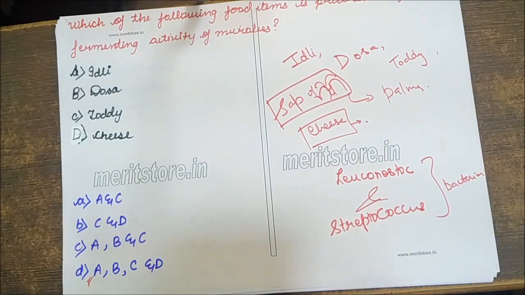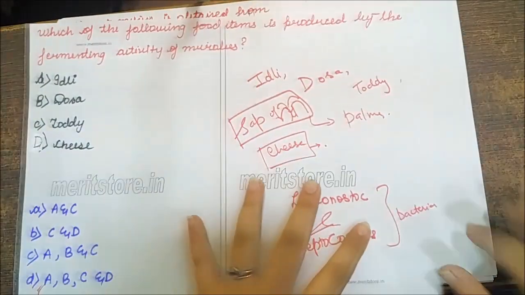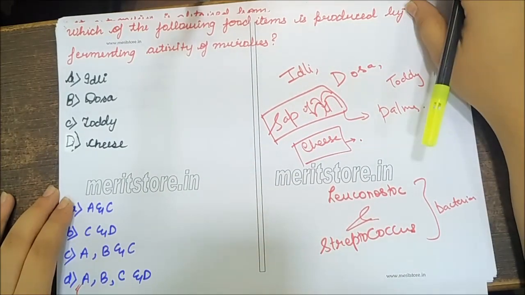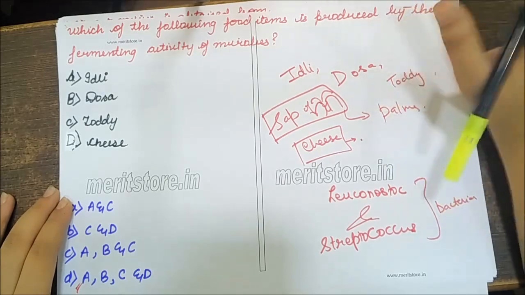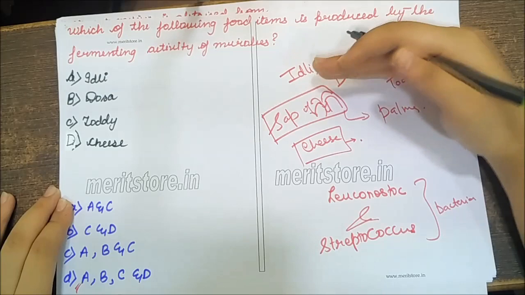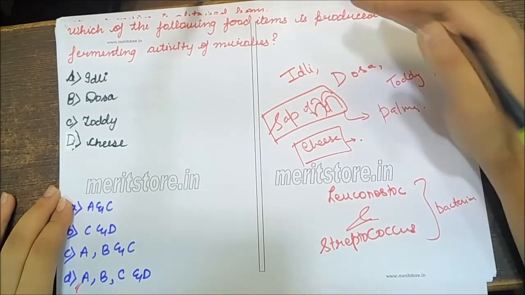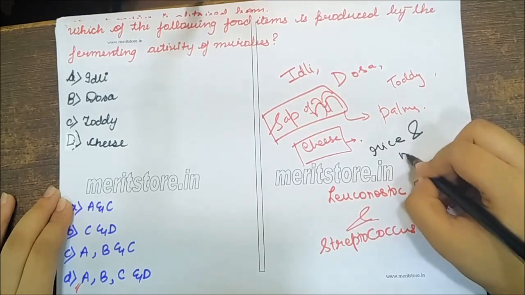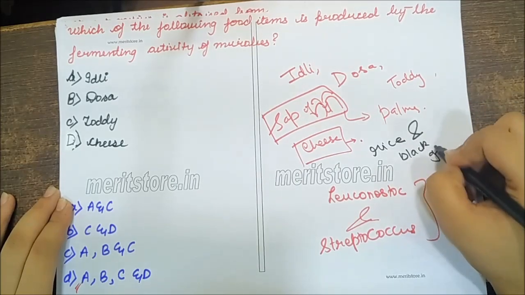And the answer for this is all of these, as we saw just now: idli, dosa, todi, and cheese. Cheese is one of the oldest milk products prepared with the help of microbes. The curd is separated from the liquid part, or whey, to form cheese. Dosa and upma and idli are fermented preparations of rice and black gram.